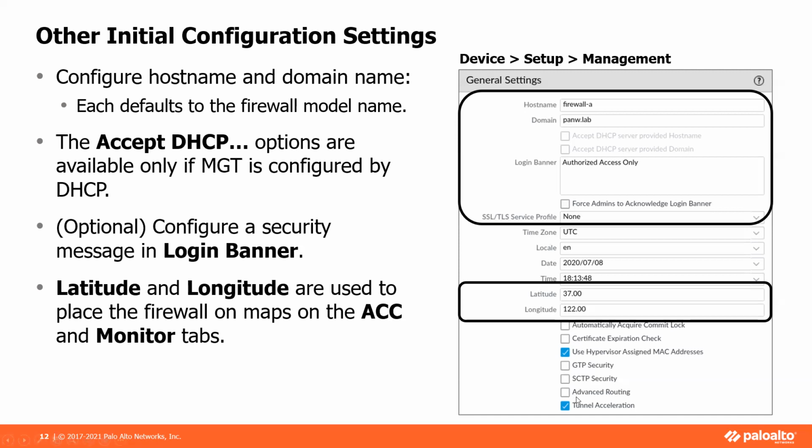Then down at the bottom, you have a series of different options down there, primarily being able to set up things like tunnel acceleration and using the hypervisor assigned MAC address in a virtual machine. All right.